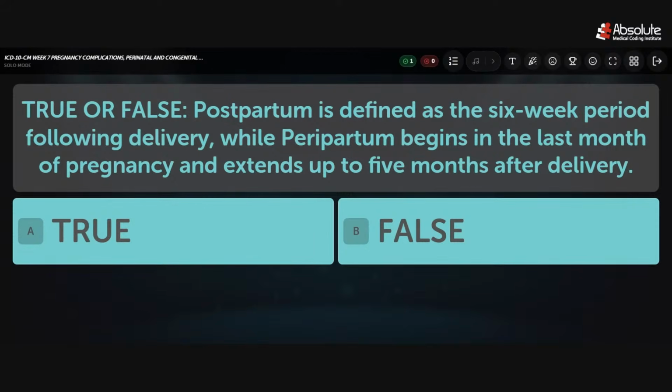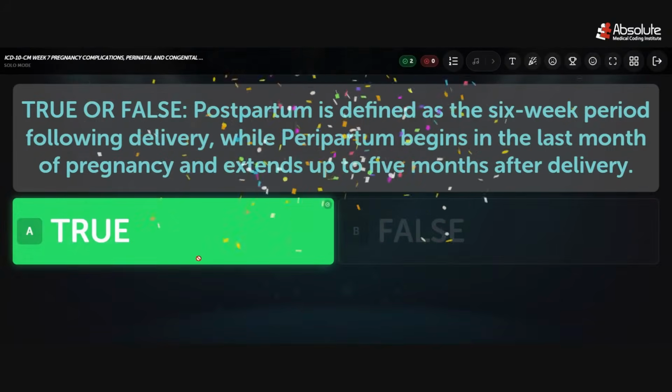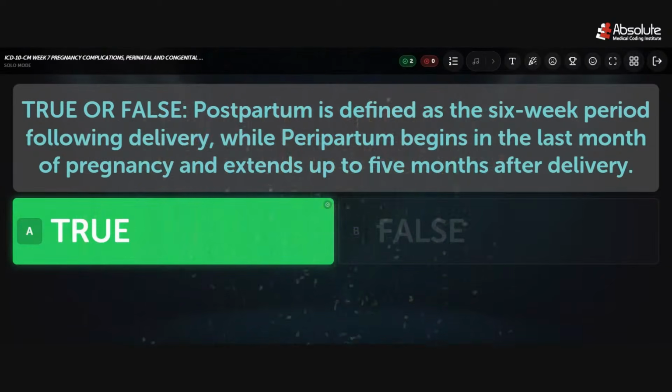All right. Everyone get those answers in, and this one is going to be... This is definitely the difference between postpartum and peripartum. So definitely good to know that when you see that in coding scenarios. So everyone that got that one right, amazing job. If we learned something, also outstanding.